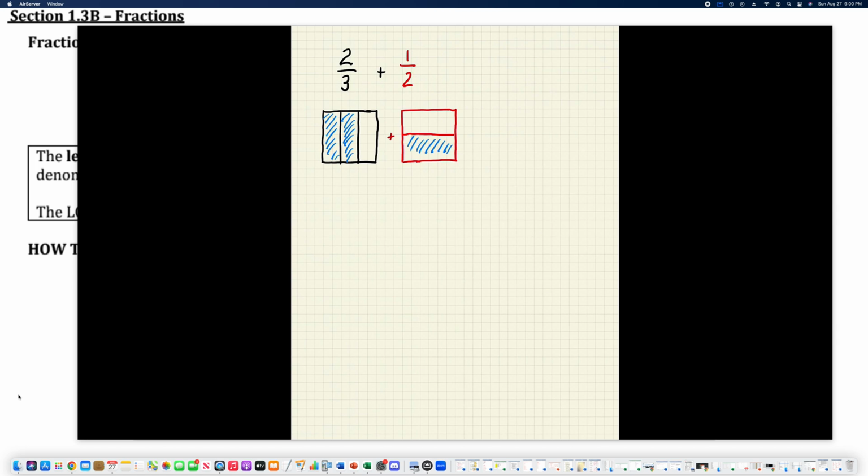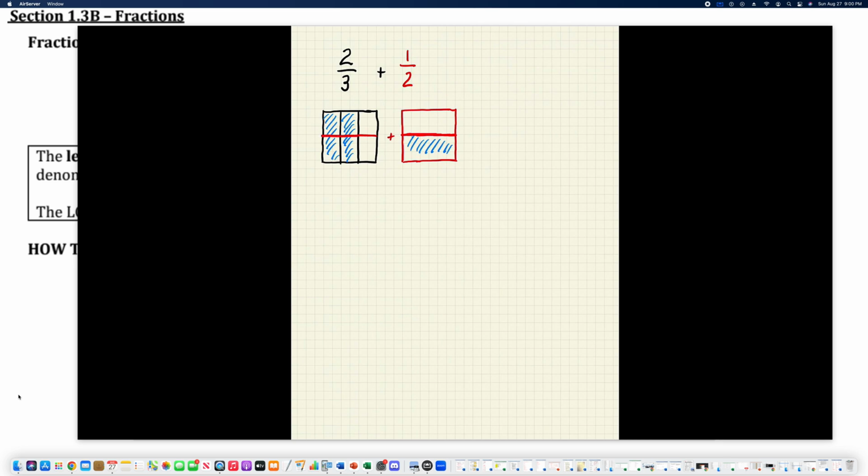Now, as you can see, this is bigger than half. This is a half. You should get something that's a whole. Well, here's what we're going to do. You've got to have common denominators. So you're going to take this red line that you just drew over here in the second square, and you're going to draw it over here in the first square.